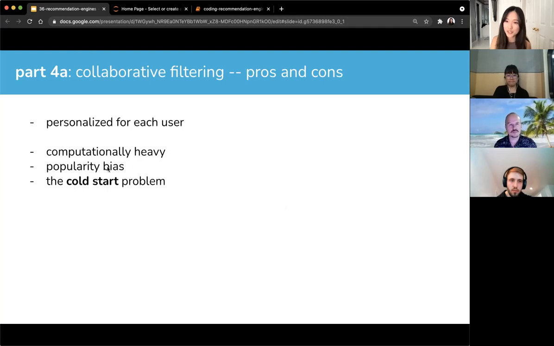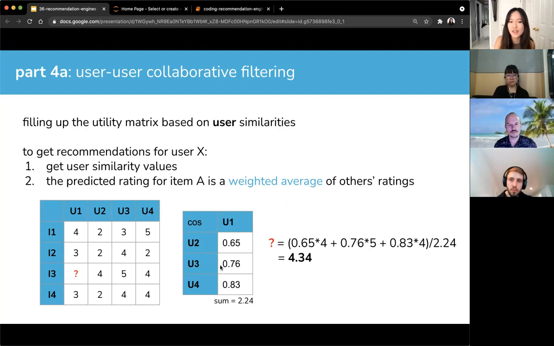There's also popularity bias. Because you're taking a weighted average of other users' ratings, if a lot of people rated item 3 a 5, this would also be a 5. If everyone else rated item 3 a 5, the predicted rating will be 5. So if you've ever had an unpopular opinion, that's where popularity bias becomes a problem. Usually in recommendation systems, you don't care so much about popularity bias, but it is something to be aware of.